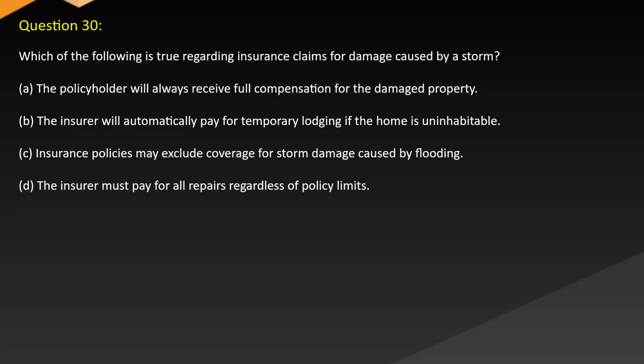Question 30. Which of the following is true regarding insurance claims for damage caused by a storm? A. The policyholder will always receive full compensation for the damaged property. B. The insurer will automatically pay for temporary lodging if the home is uninhabitable. C. Insurance policies may exclude coverage for storm damage caused by flooding. D. The insurer must pay for all repairs regardless of policy limits.